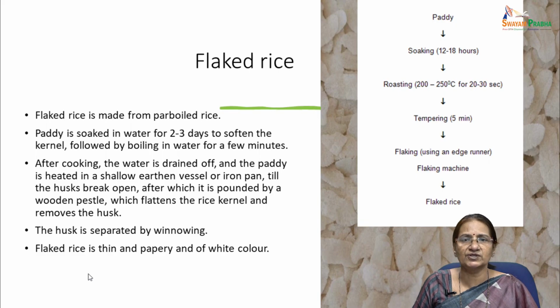Flaked rice is thin and papery and of white color. It can be stored without deterioration for several months. The vitamin content is equal to that of parboiled rice and many preparations are made out of it by adding suitable flavoring and sweetening agents.